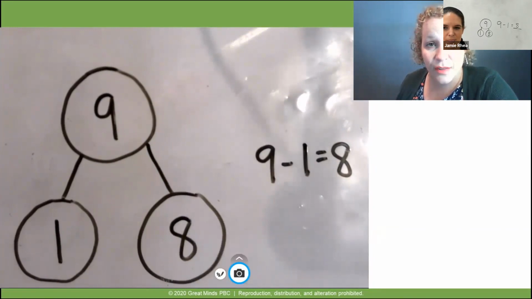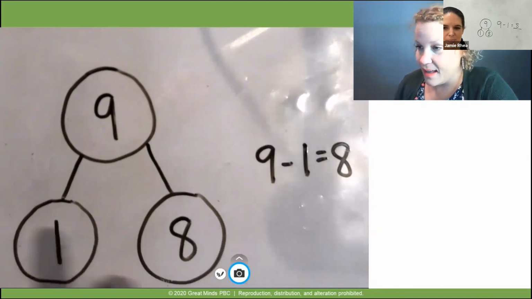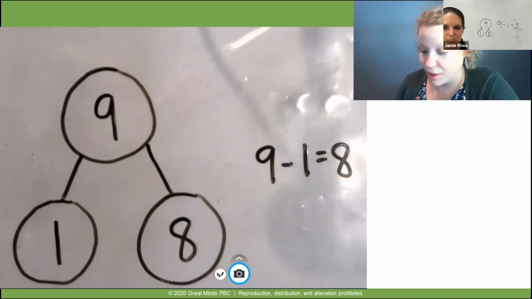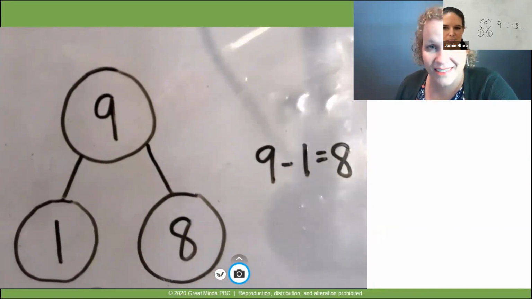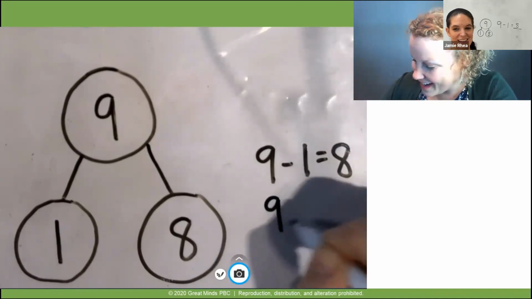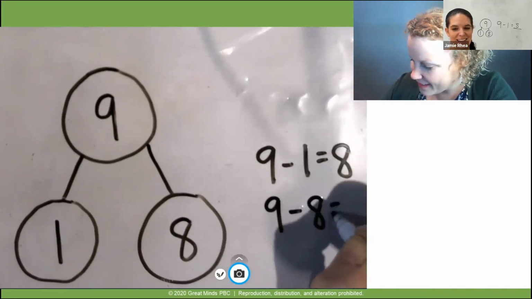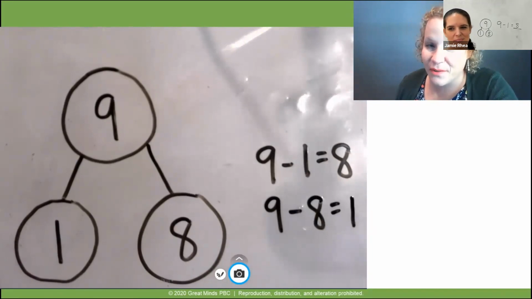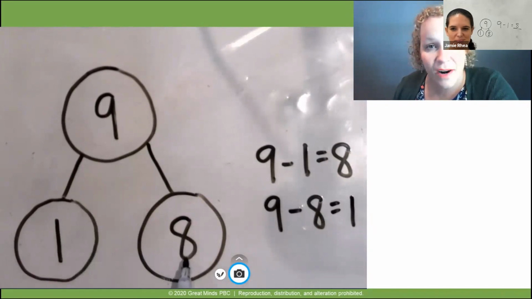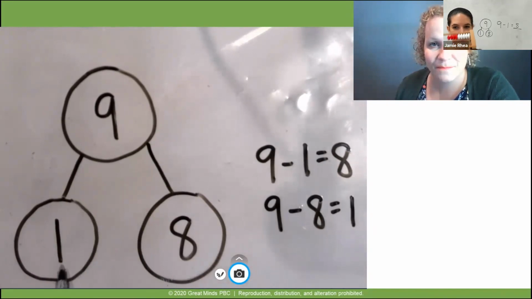I wanted to let you know that you could write 8 here and 1 here, and that would be correct as well. Can you think of another subtraction sentence you could write to describe this number bond? What do you think? Could you subtract 8? If you said 9 minus 8 equals 1, then you are absolutely correct. We can take our total 9 and subtract this part, 8, and it would leave us with 1, the other part.